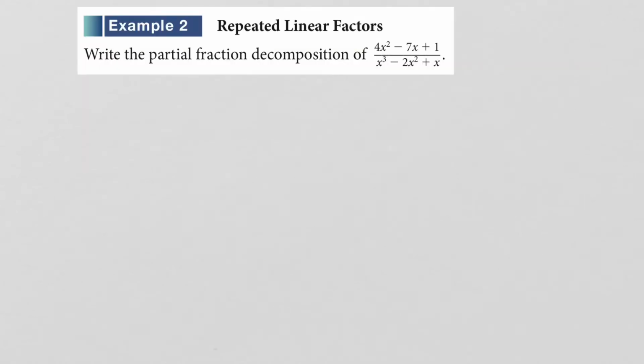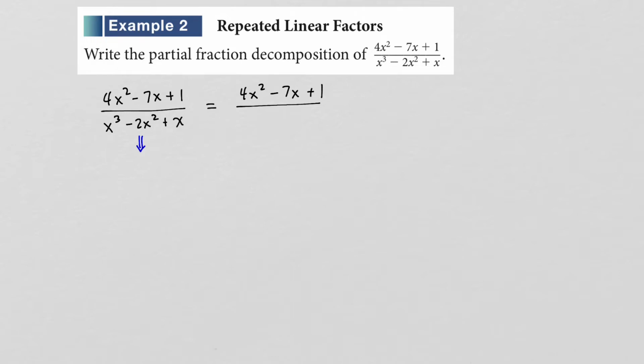So in this example here, we are asked to write the partial fraction decomposition of the fraction 4x squared minus 7x plus 1 over x cubed minus 2x squared plus x. So the first thing we need to do here is we need to factor the denominator. So let's go ahead and see how we can factor this. Well, first of all, you can see that we can pull out an x, and when we do that, what you have left over is this. And then we can continue factoring, and this one's relatively simple.